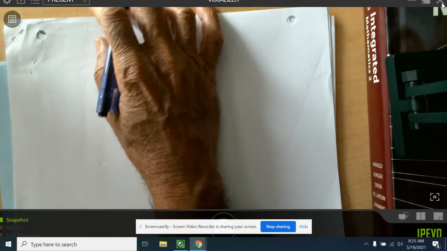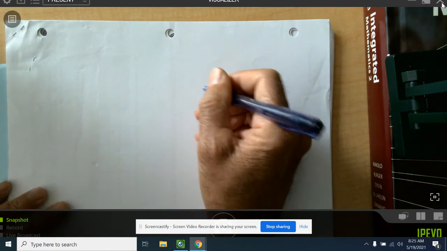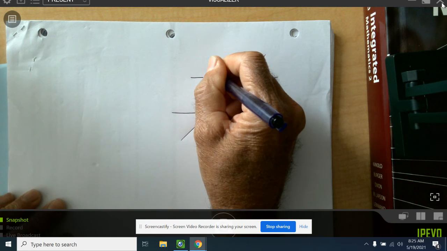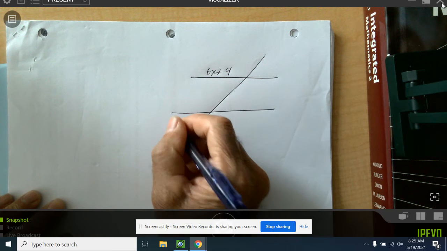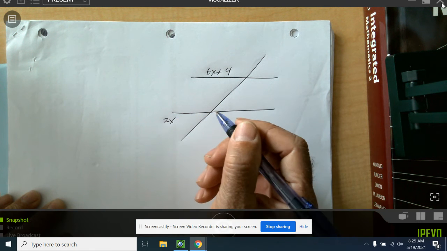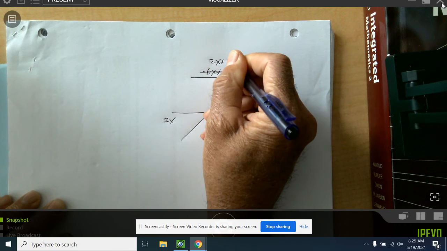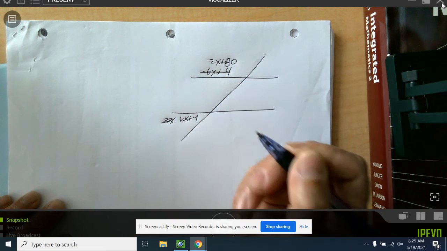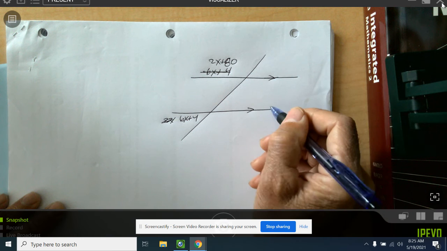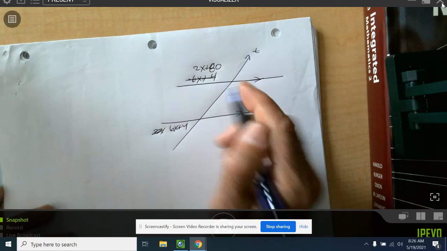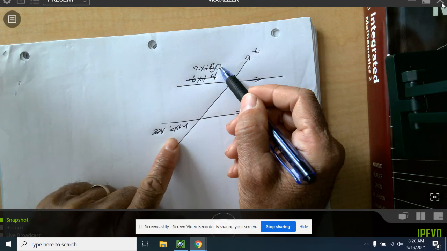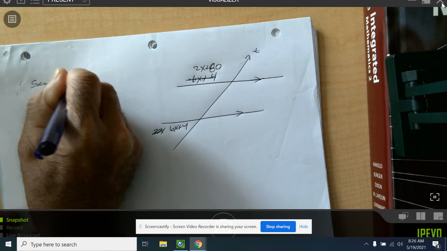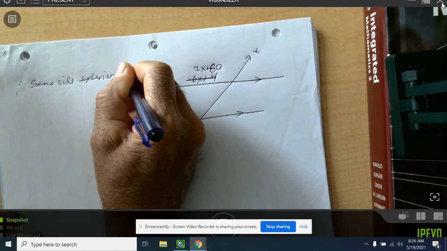So all you have to do, again, is identify the angle pair. So let's say we have 6x plus 4 and let's make this one 2x plus 80, and these are parallel lines. And that's your transversal. So identify the angle pair. These are both on the same side of the transversal, and they're exterior. So these are same side exterior angles.